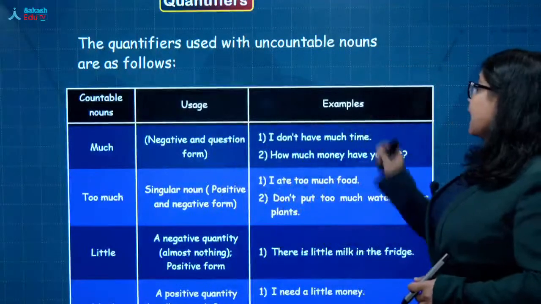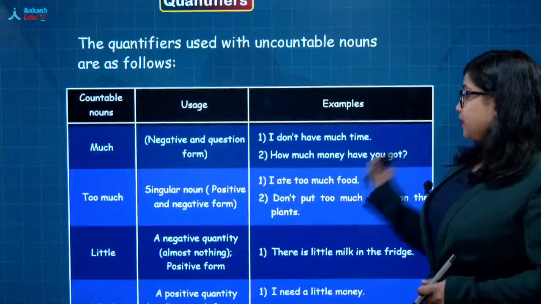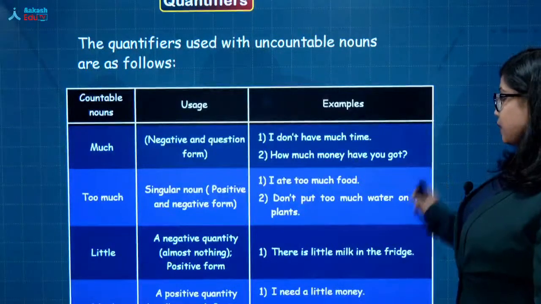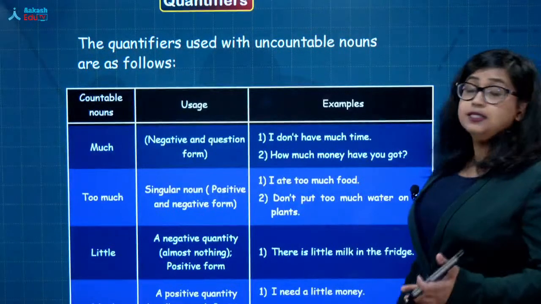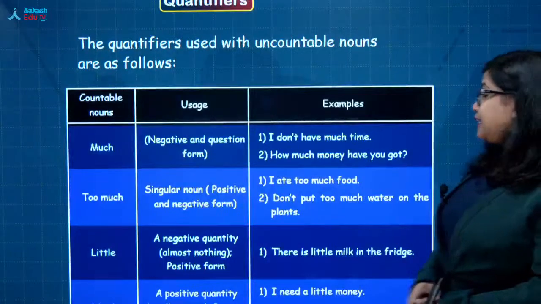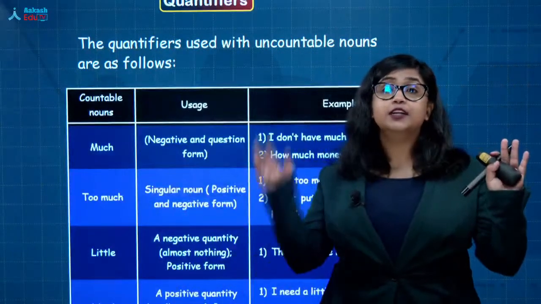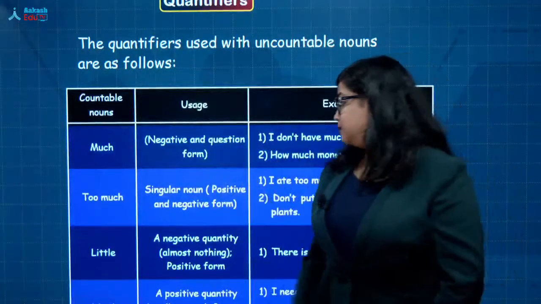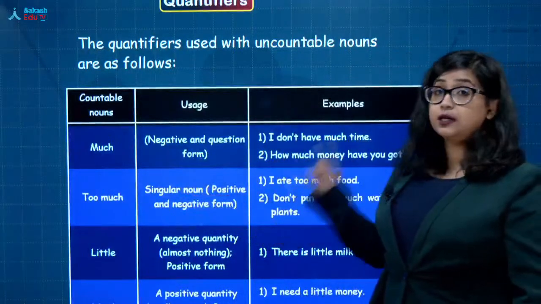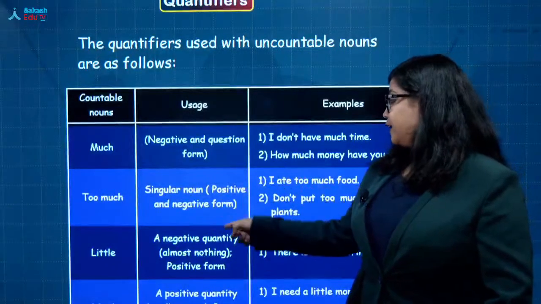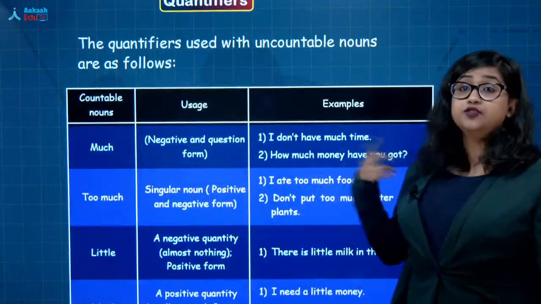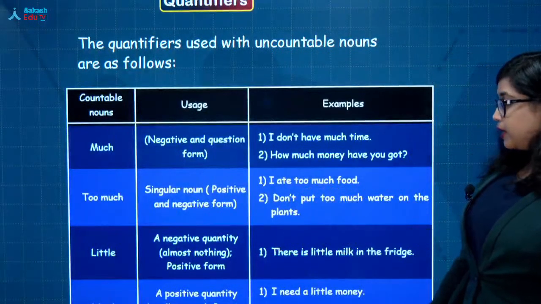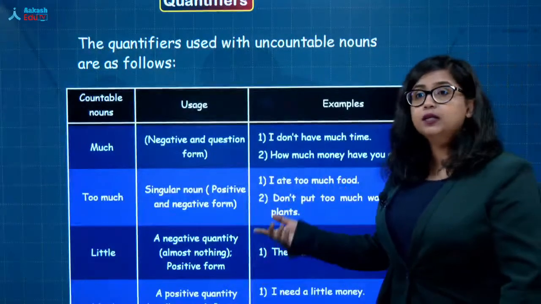For example, I don't have much time. This is negative. How much money have you got? This is your question form. Then too much, too many. Too many is used with countable nouns, too much with uncountable nouns, in positive and negative form. I ate too much food, there is too much sugar in the tea. Don't put too much water on the plants.